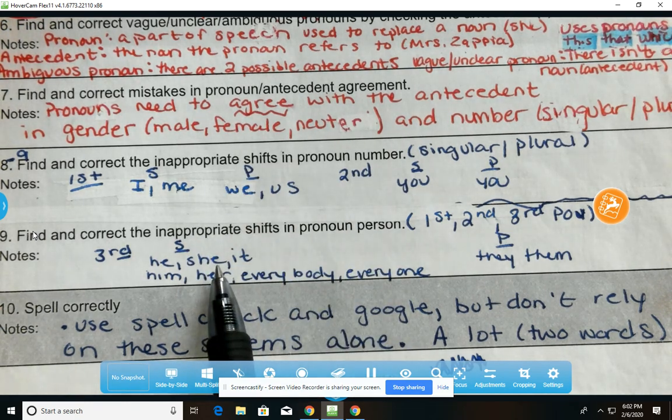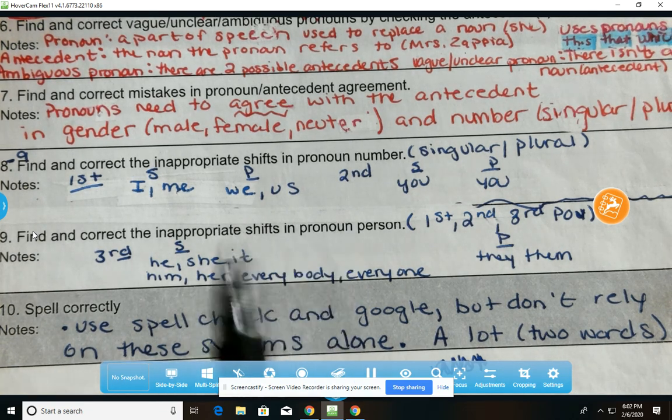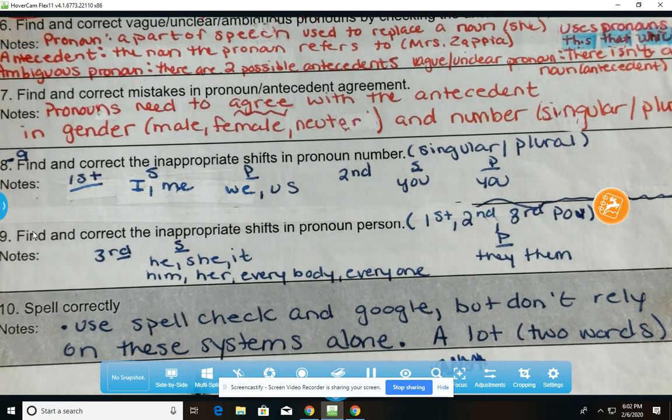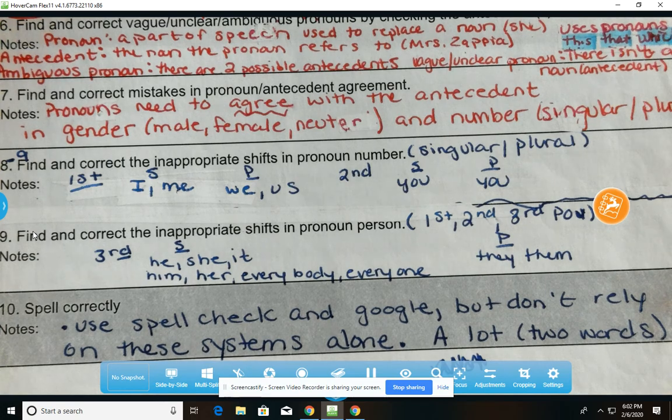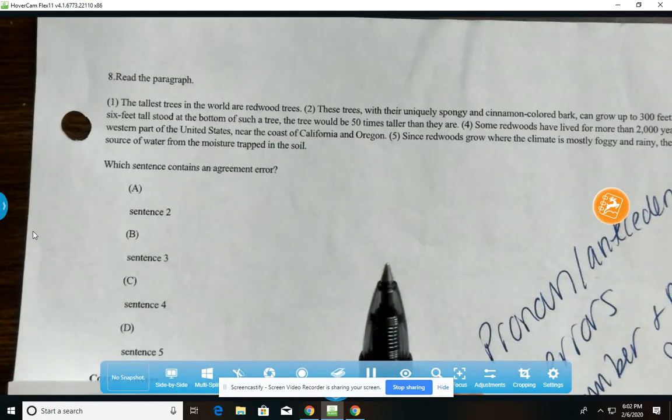And we got to catch those inappropriate shifts in person as well as catch the inappropriate shifts in pronoun number and make corrections. We do that by spotting the pronouns and the clear antecedents that they're referencing. Sometimes we need to check the antecedent in order to determine if you have a mistake or a shift in pronoun, person, and number. So let's go ahead and practice this idea.